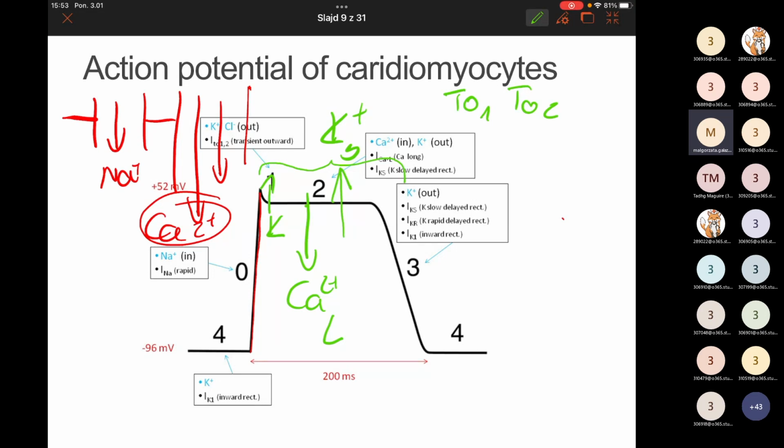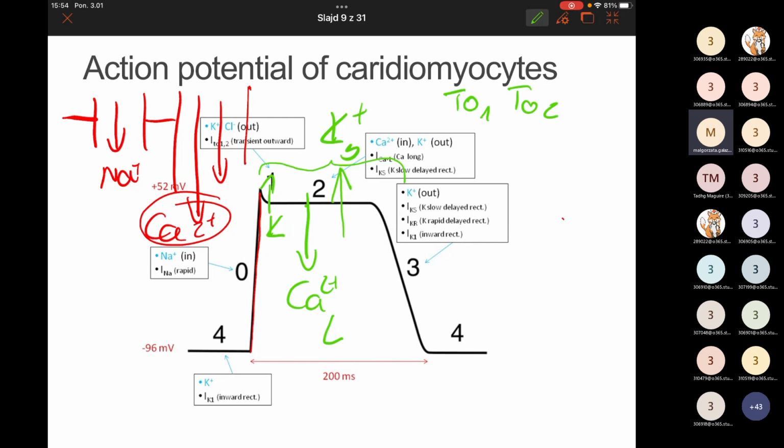This phase, the plateau phase or phase 2 of the action potential, is a very important phase of the action potential. It not only prolongs the repolarization of the cardiomyocytes, but it also allows calcium influx into the cell. I hope that you remember that cardiomyocytes are characterized by contractility, so they can contract. From skeletal muscle physiology, you know that the contraction is induced by the calcium influx into the cell, which triggers cross-bridge formation. And it is exactly the same in the heart muscle.